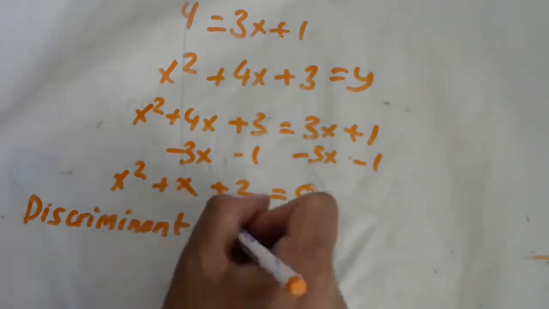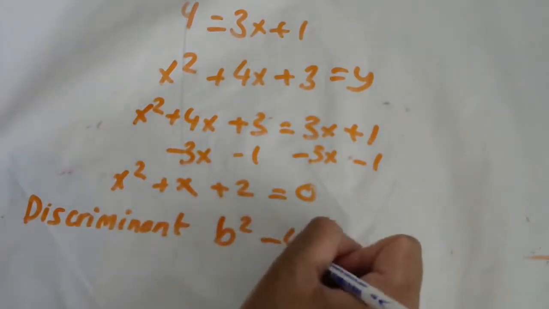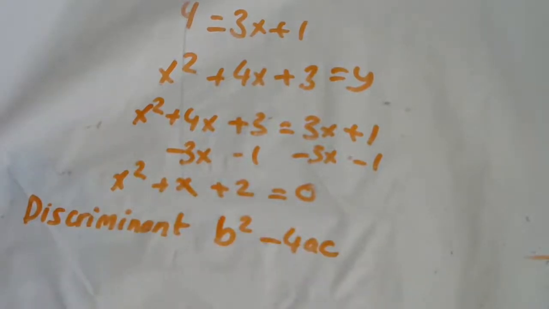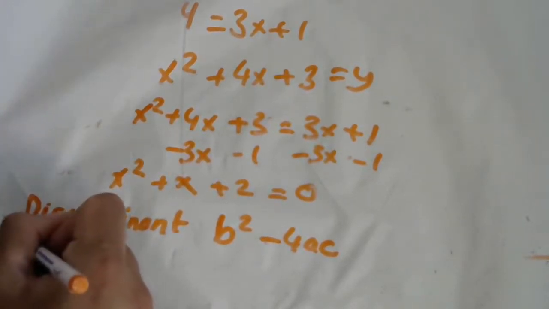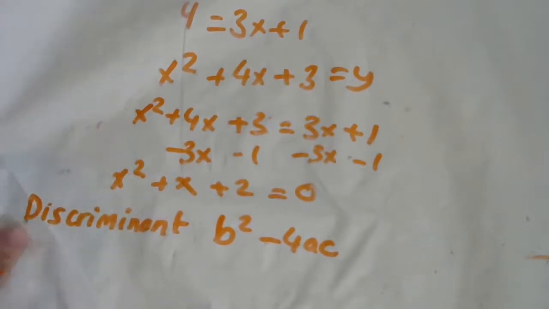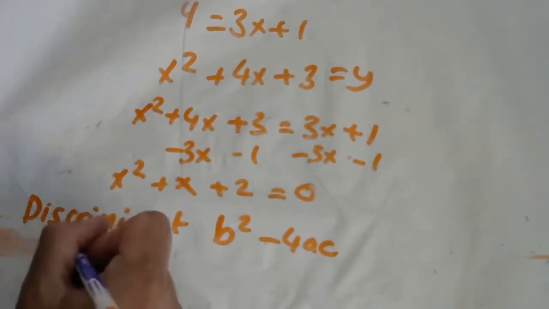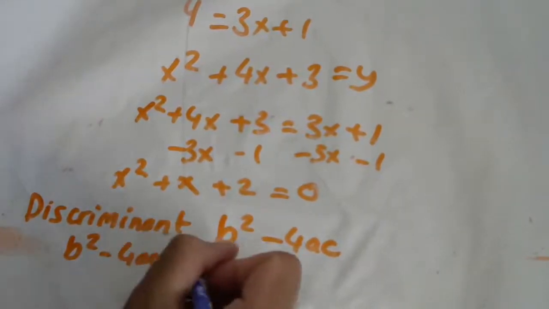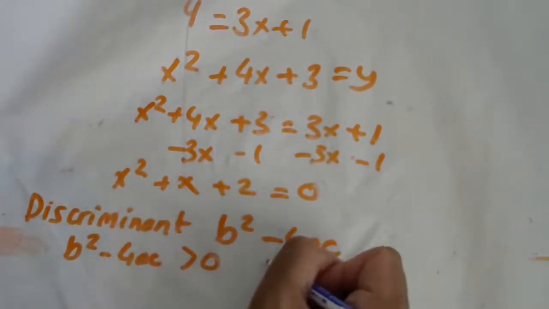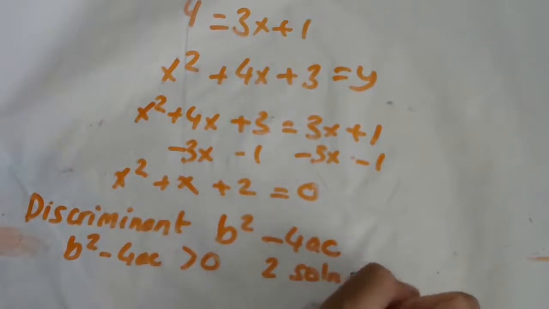And the discriminant is b squared minus 4ac. And you've definitely seen that before. It's part of the quadratic formula. And the rule is that if you get your b squared minus 4ac, just the b squared minus 4ac, and it's greater than 0, then you've got two solutions.